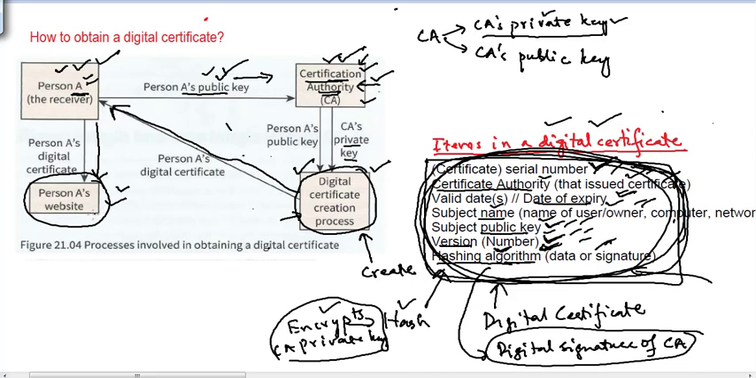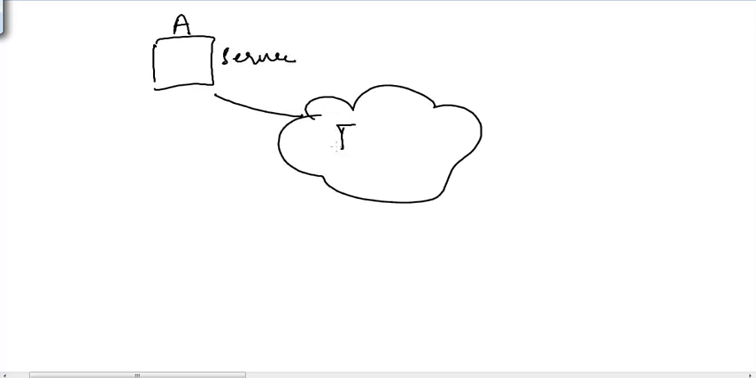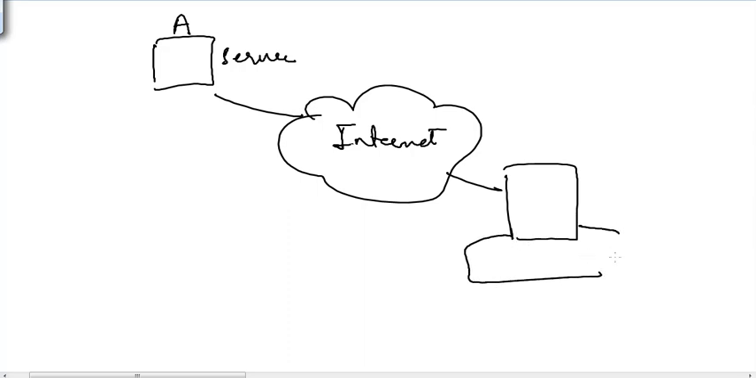And then it can authenticate whether this digital certificate is real or not. So that's the whole concept. See, now company A has a server, and that server is connected to the internet, right? And to the internet we also have this customer that is connected. Suppose this was a shopping website, like daraz.pk or something, right?